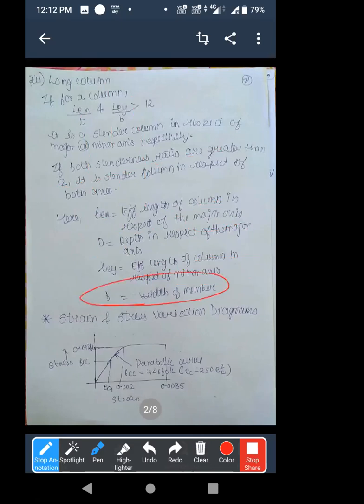And B is the width of the member. These are the different types of column. A pedestal is when the slenderness ratio is less than 3, and the unsupported length should not be greater than 4 times the least lateral dimension D. That is known as a pedestal.